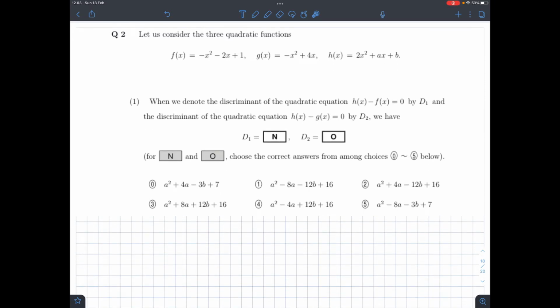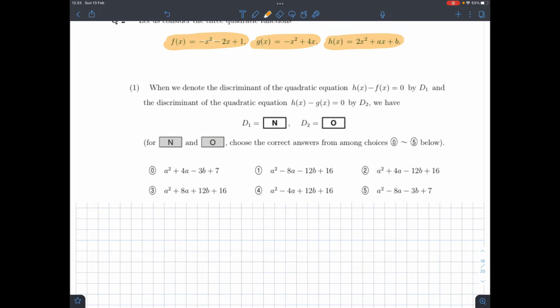In part 2 they talk about the quadratic function. They give us 3 quadratic functions, fx, gx, and hx. Okay, let's follow the instruction. Discriminant of the quadratic function. We need to find the new quadratic equation hx minus fx. And after we get the new quadratic function, we need to find the discriminant. Okay, let's start.